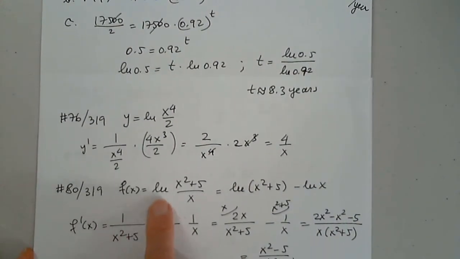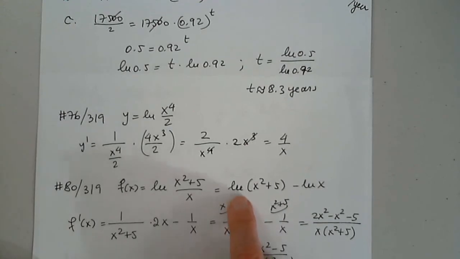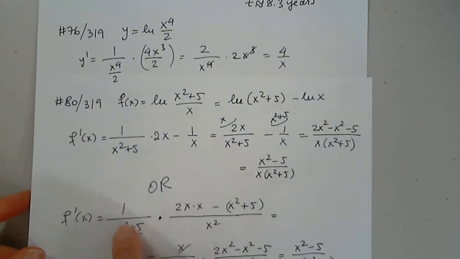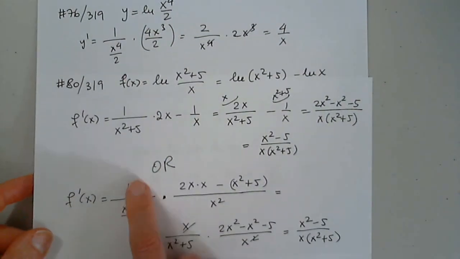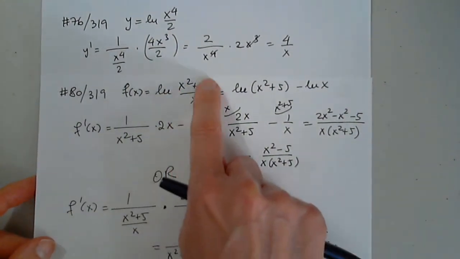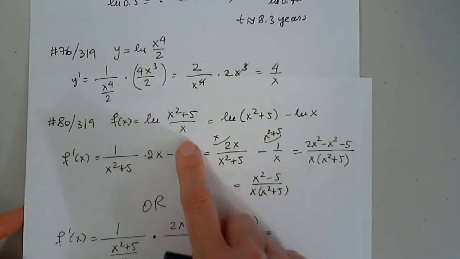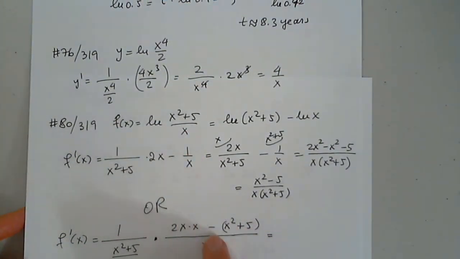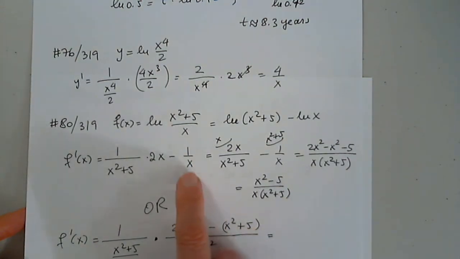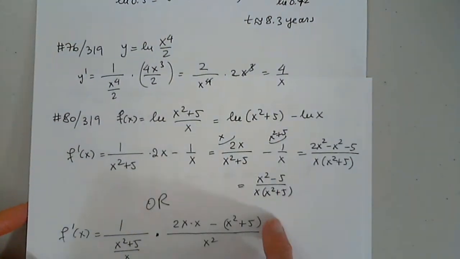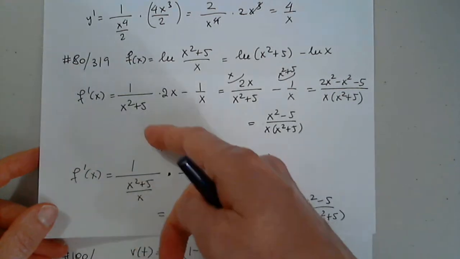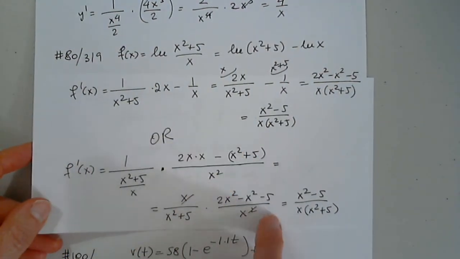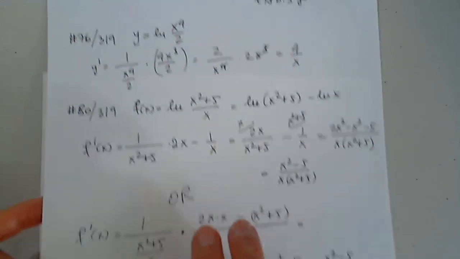Same thing here. This is natural log. You can use this rule for natural log or not, and we use the same rule as we did before. So 1 over this times the fraction prime. The top function prime is 2x, times the denominator, minus the top function times the denominator prime, which is 1. So I flip again this fraction: 2x squared minus x squared minus 5, this is x squared minus 5 over this.